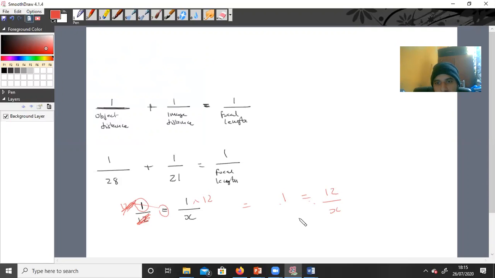Now, I've got an x here at the bottom. I want to get the x to the top. So all I need to do is multiply. I can multiply by x on this side and multiply by x on that side. And this x and that x will cancel. This x times 1 will give you x, and that equals 12. So now my focal length, or my x, equals 12. And that is your focal length.